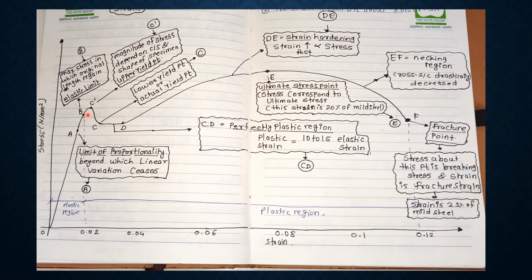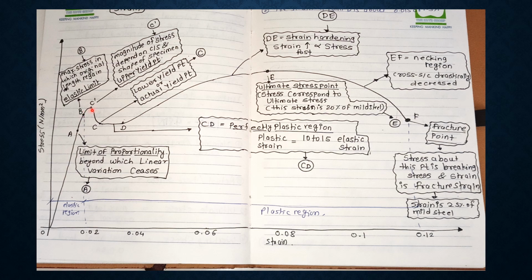Then the next point is B, which is the elastic limit. Elastic limit is the maximum stress up to which the original length is regained. Up to point B, the original shape of the mild steel is regained. So the region from the y-axis to point B is the elastic region, and up to this point we can regain the original shape or length by removal of loading.